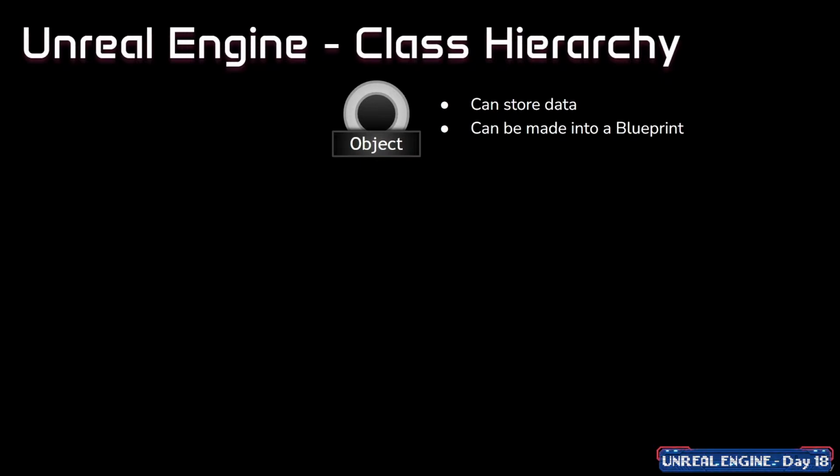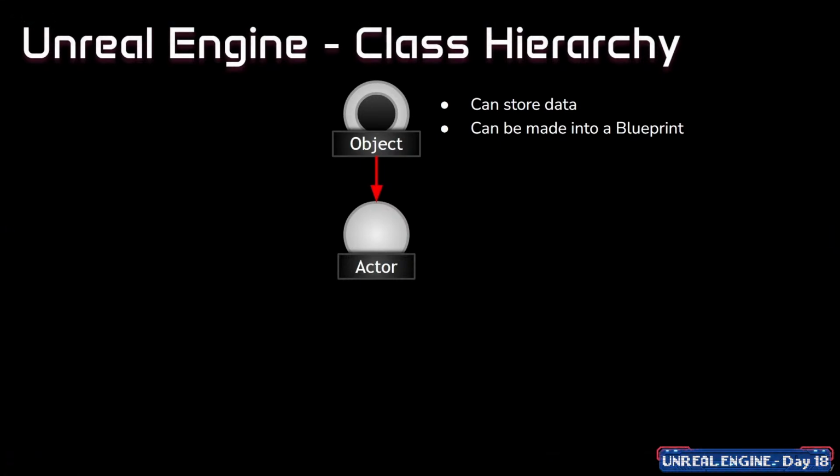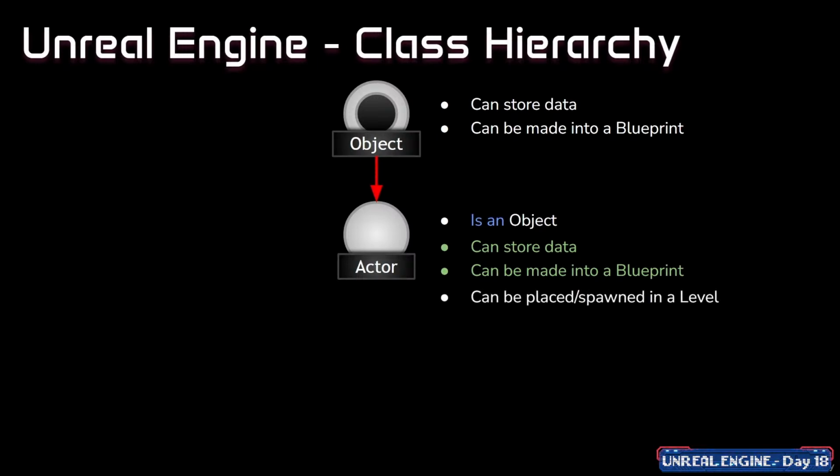Now, you have a class derived from object, a child class called actor. We say that an actor is an object because it is derived from that class. So it inherits the qualities of being able to store data and being able to be made into a blueprint from its parent class, object. But the actor also has new, unique capabilities of its own that its parent class does not have, such as the ability to be placed or spawned in a level, among other capabilities.